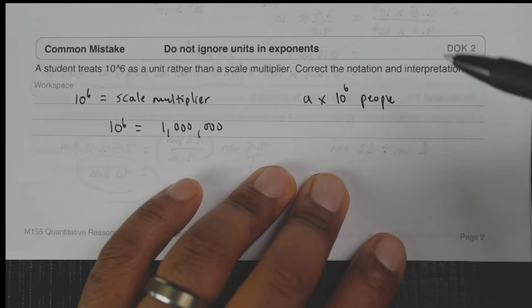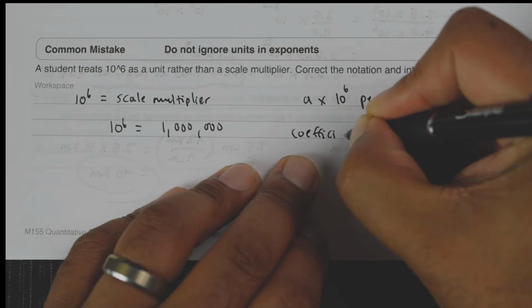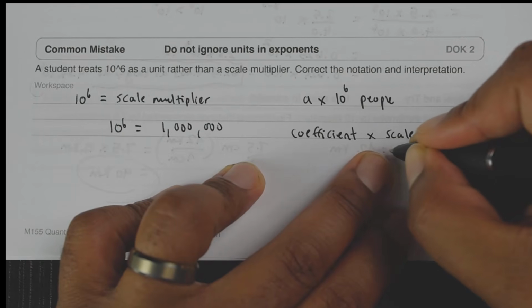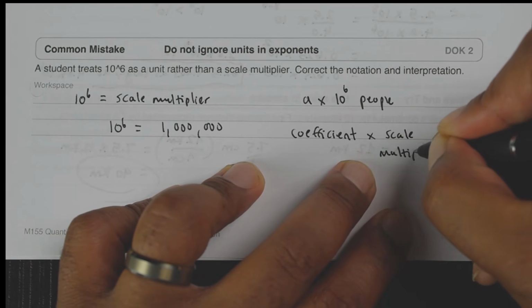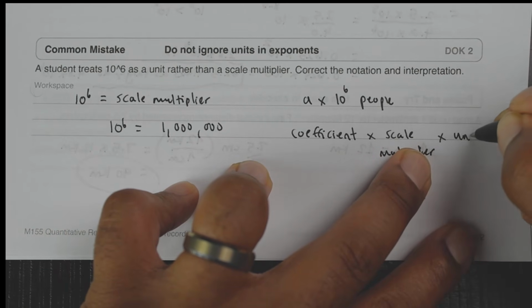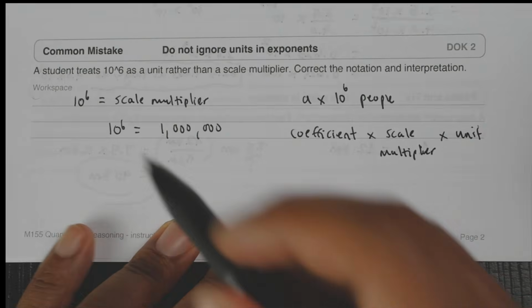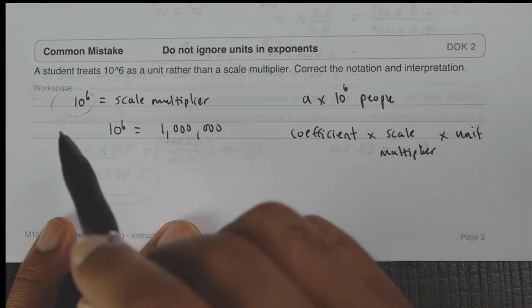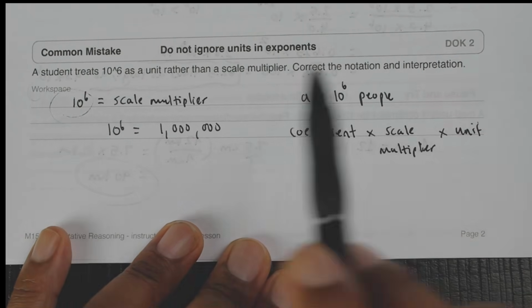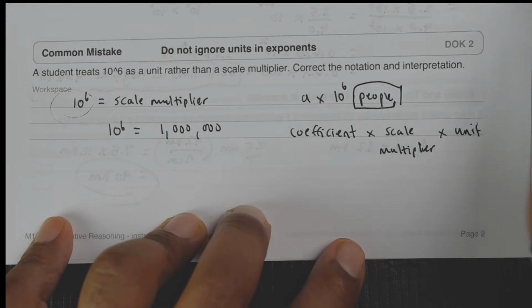So the structure is always coefficient times the scale multiplier and then times the unit. So you always want to make sure you put the unit on the end, but do not treat 10 to the power of 6 as the unit, because that is not the unit. The unit, in this case, would be the people, right?